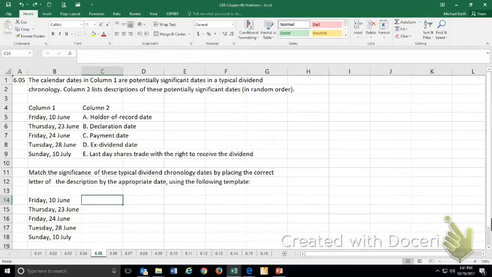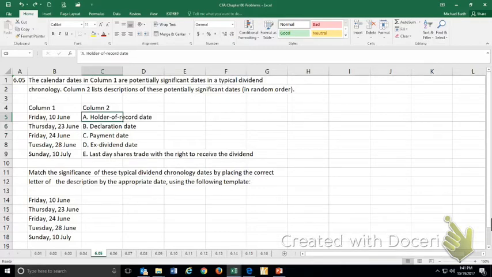This is end of chapter problem 6.05 from the CFA Institute textbook, Corporate Finance, A Practical Approach. And this question is asking about the chronology of the ex-dividend, or the chronology of a dividend payment. So column 1 gives you 5 dates, and the dates are in order: 10 June, 23 June, 24 June, 28 June, and 10 July. And in column 2, they give you different activities and ask you to put these in order.